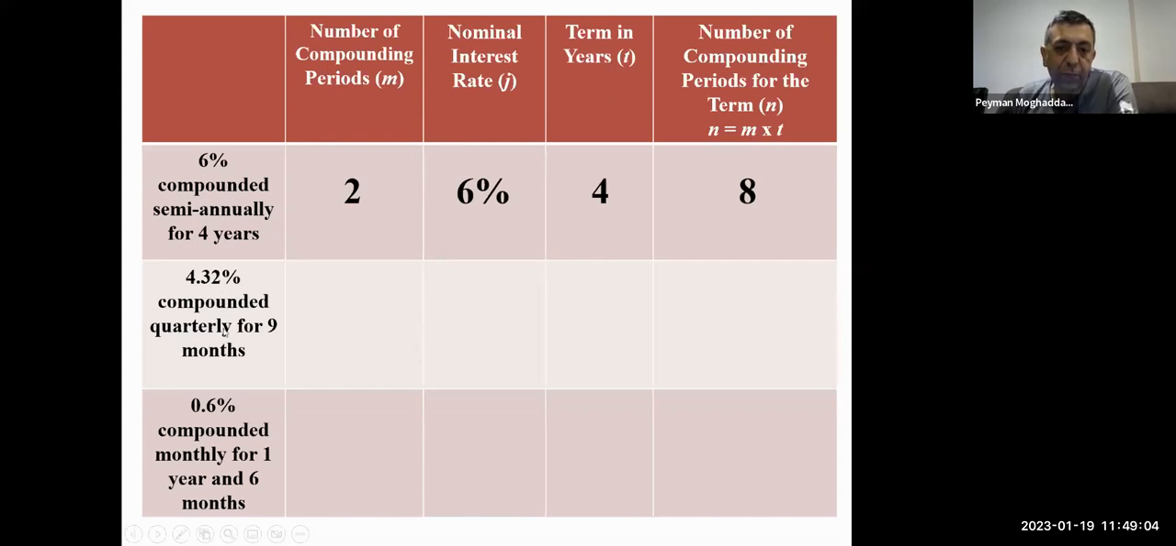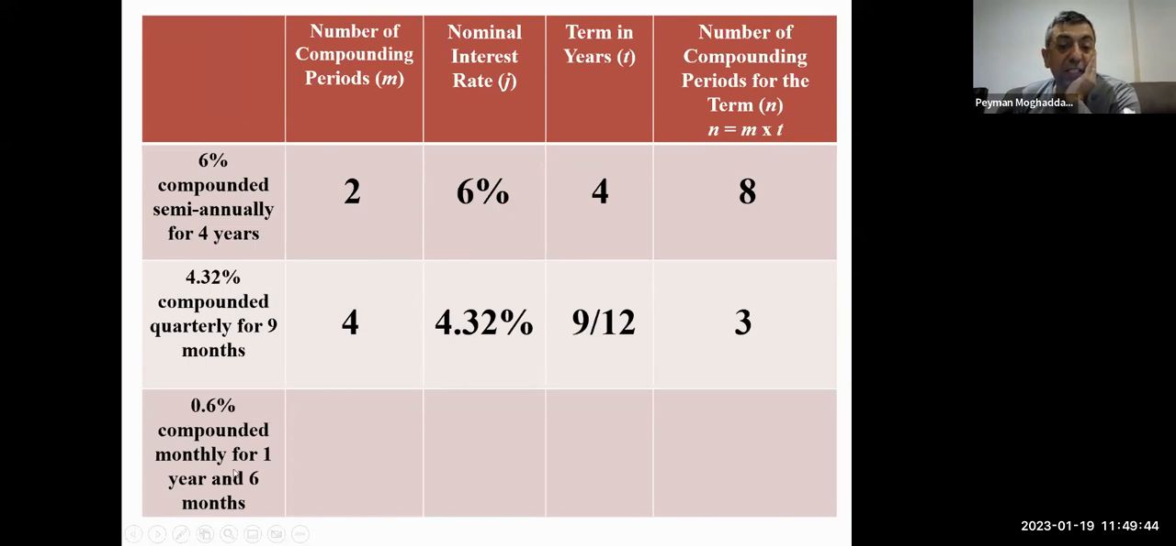Next, 4.32% compounded quarterly for 9 months. Compounded quarterly means every 3 months, so m is 4, because four 3-month periods make 1 year. The nominal interest rate j is 4.32%. The term has to be converted to years: 9 over 12. The number of compounding periods is m multiplied by T: 4 multiplied by 9 is 36, divided by 12, which is 3.